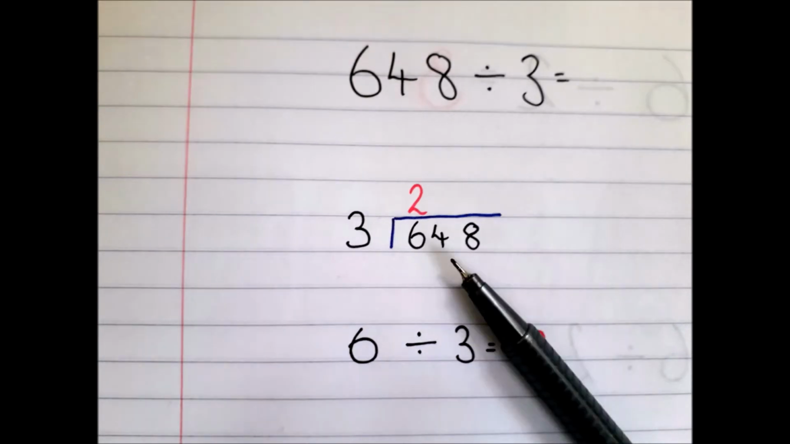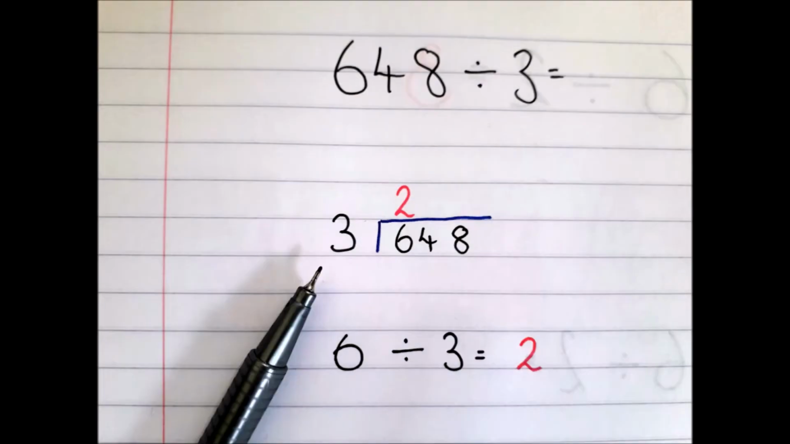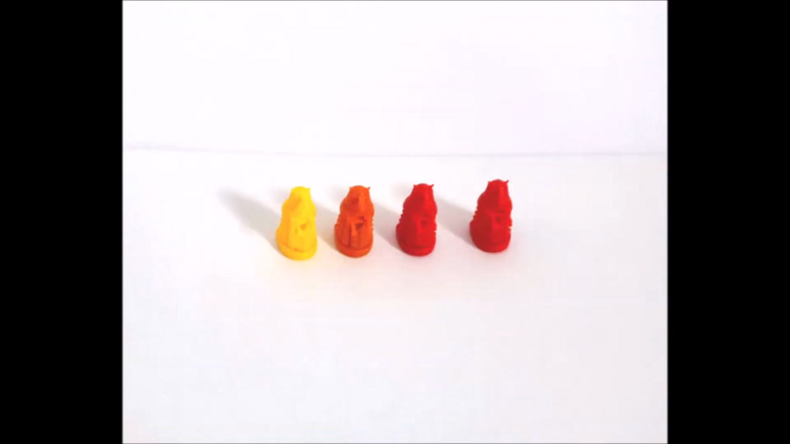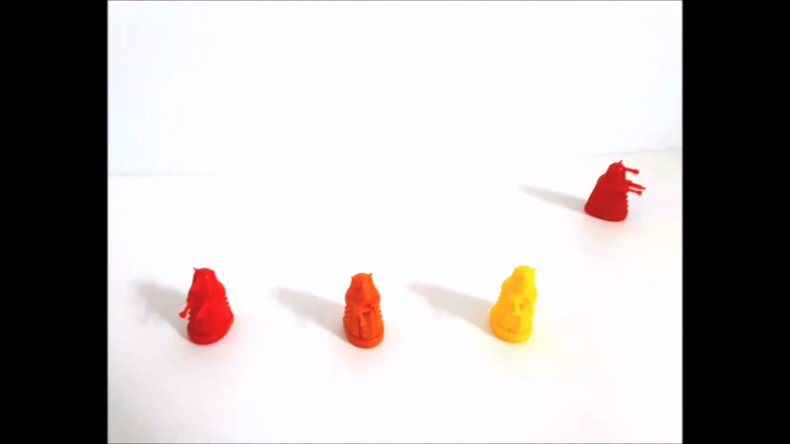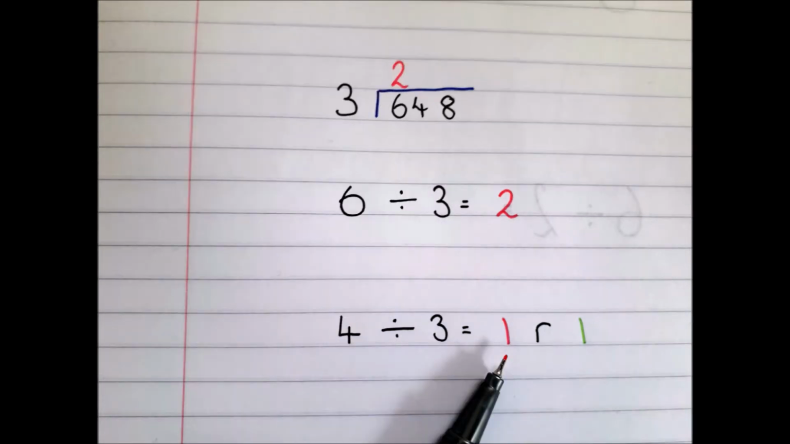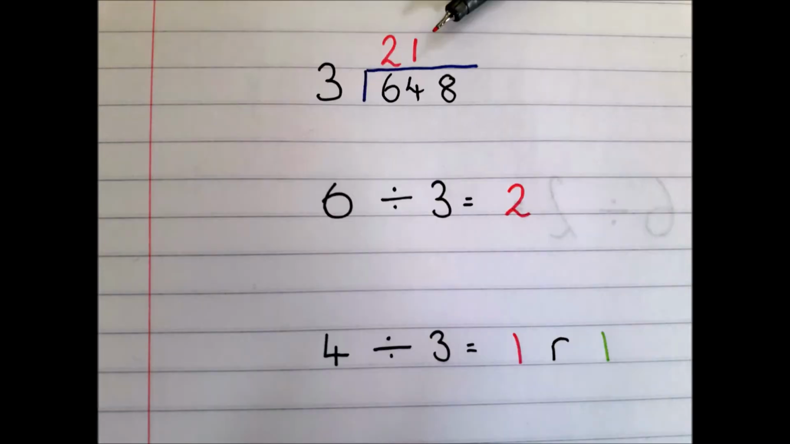We then repeat the process by dividing the 4 by the 3. So that's 4 divided by 3. We now have 4 Daleks, and we're going to share them into 3 equal groups. This time there is 1 Dalek in each group and 1 Dalek left over. This is called the remainder. So our answer is 4 divided by 3 is 1 remainder 1. Like before, we take this 1 and pop it on the top of the bus stop above the number 4.